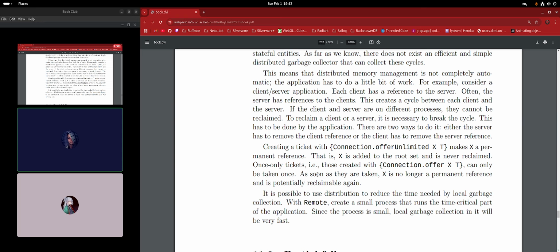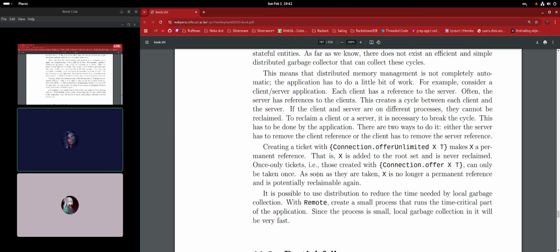Creating a ticket makes X a permanent reference when using offer unlimited. That is, X is added to the root set and is never reclaimed. Once-only tickets, such as the one using offer, can only be taken once. As soon as they are taken, X is no longer a permanent reference and is potentially reclaimable again.